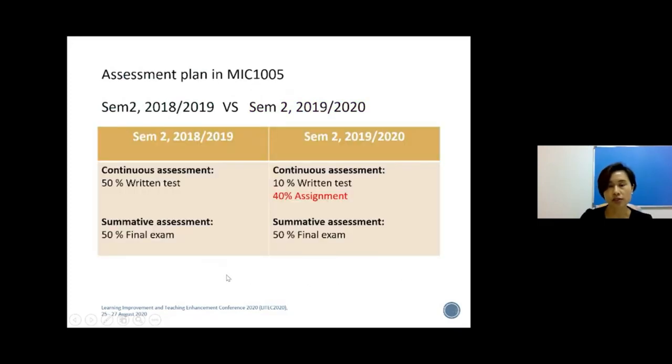So what are the changes that we have done? So in the previous semester, as I mentioned earlier, we had 50% written test and 50% final exam. But for the recent semester, we made changes in which we allocated 40% of the assessment for the assignment. So what kind of assignment are we actually doing?